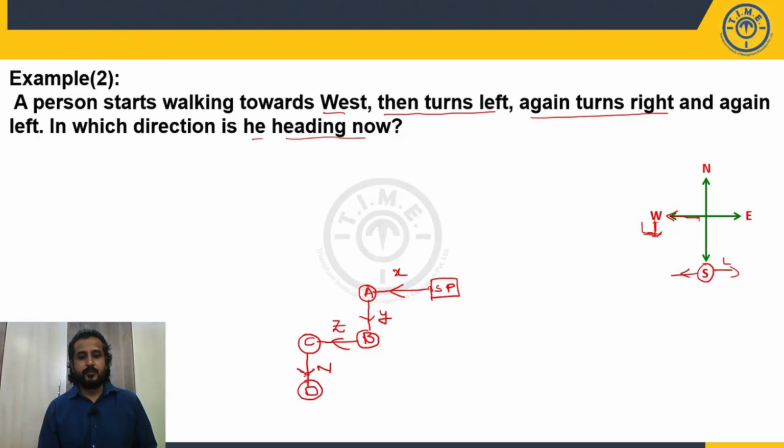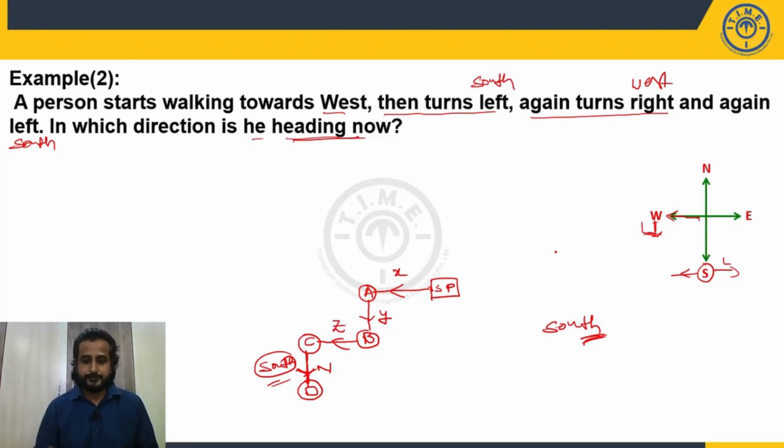Now tell me which direction he is moving now. Downwards, south. So what will be my answer for this question? South. So he is heading towards south. Initially west and then turns left. While moving west, left hand side is south. West turns left is nothing but south. And again turns right, which is nothing but west. And again turns left, which is nothing but south. So in which direction is he heading now? South. Fine. So your answer is south. So this is how we are going to find out the directions. Fine. Now let's see the next example. And please note down this example.